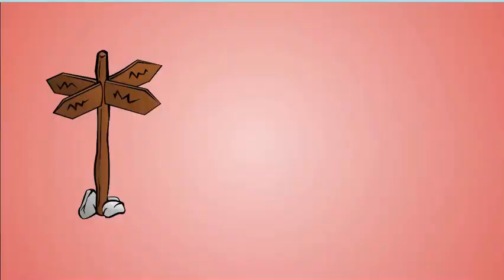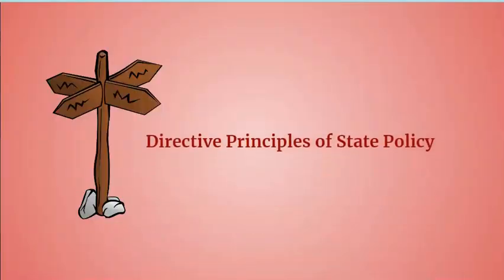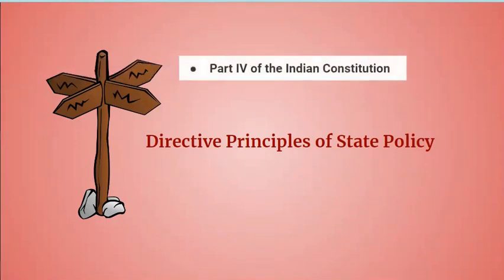So next important feature is directive principles of state policy. According to Dr. Ambedkar, the directive principles of state policy is a novel feature of the Indian Constitution. Right? Part 4 of the Indian Constitution talks about DPSP, in order to provide social and economic justice to the people of this country. And directive principles aim at establishing a welfare state in India, where there will be no concentration of wealth. So DPSP are again non-justiciable in nature.